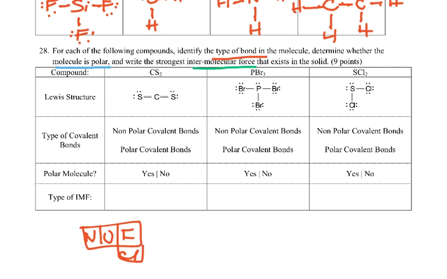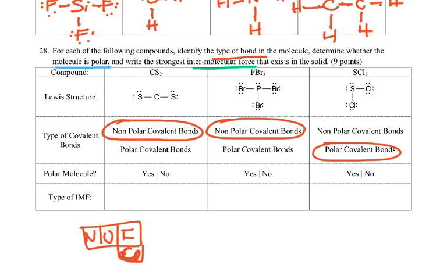Okay, those are our strong. So carbon, sulfur, neither one's in there, so this is going to be a non-polar covalent bond. Okay, P and Br, neither one of those is strong, so they must both be weak, so that's going to be a non-polar covalent bond. And S and Cl, Cl is in our list, but not S, so that's going to be a polar covalent bond.